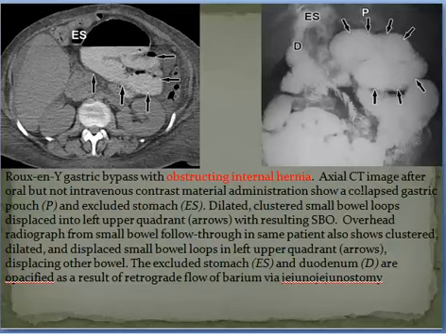Paraduodenal hernia. Internal herniation. Overhead radiograph from small bowel follow-through in the same patient, also showing the cluster of dilated displaced small bowel loops in the left upper quadrant. This is the one, this group, and the excluded stomach region. Excluded stomach and duodenum are opacified as a result of retrograde flow in the jejunal anastomosis because there is herniation.